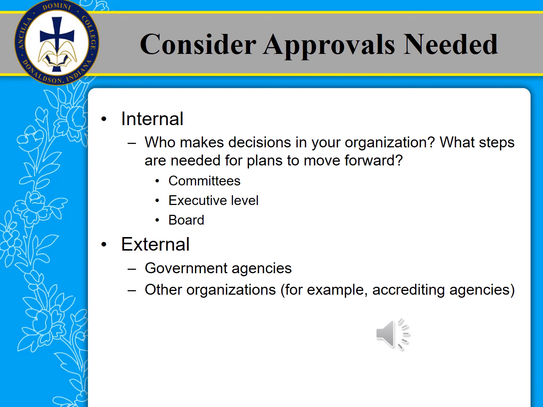Within your organization, there are decision makers. That would be the internal. External are decision makers outside your organization. So for example, if I want to start a brand new literature class that I've been dying to teach, I have to get approval through some committees.